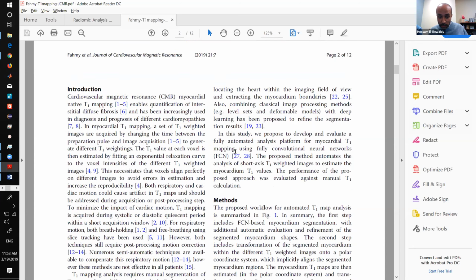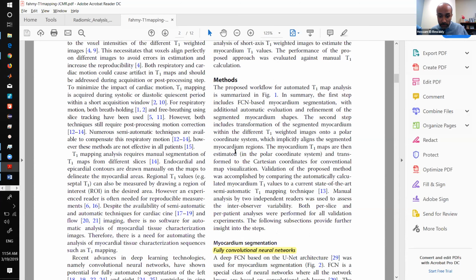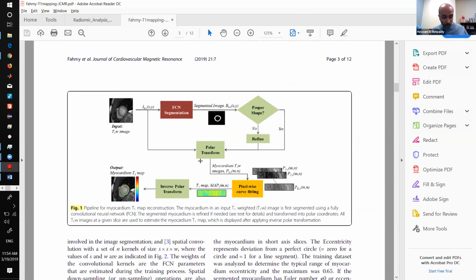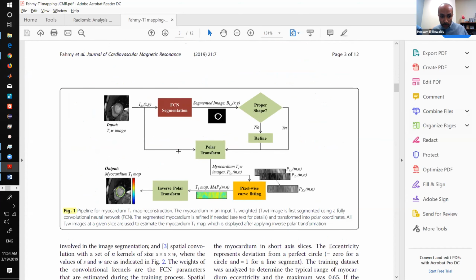I will now go back to the methods, and I prefer to start from figure 1. Okay, so this is the pipeline of the analysis.